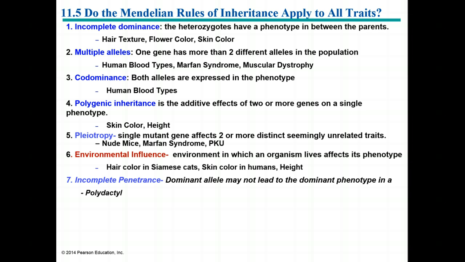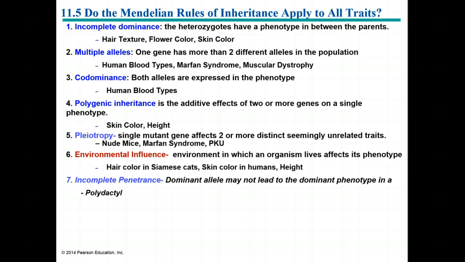In Module 7, Part 1, we discussed inheritance patterns that follow Mendel's rules of inheritance. Under Mendel's rules of inheritance, each trait is encoded by one gene, and that one gene has two alternative versions called alleles. Under Mendel's rules of inheritance, one allele is always clearly and completely dominant over the other allele.